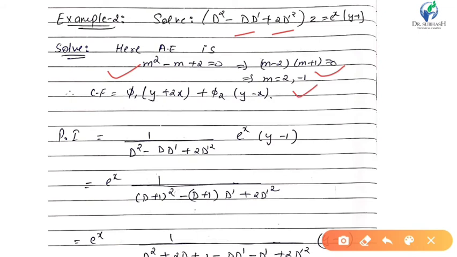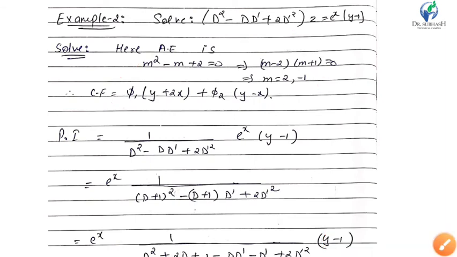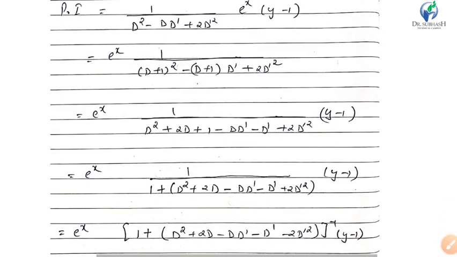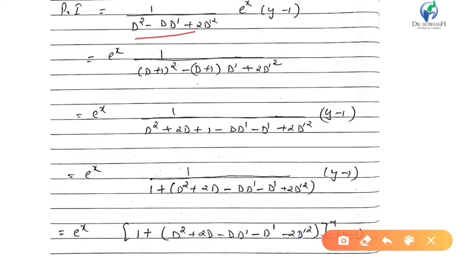Roots are real and distinct, so CF will be equal to phi 1 of y plus 2x plus phi 2 of y minus x. Now we will move towards PI. PI will be, I am writing this term from the question as it is, and this is the RHS term.